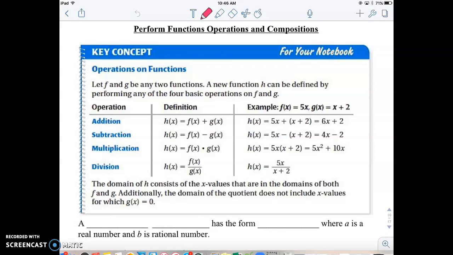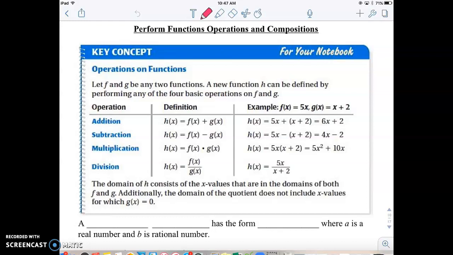Okay, in this lesson we're going to take a look at how to perform function operations and something new called compositions. Operations on functions is just addition, subtraction, multiplication, and division. So the operations that you've done with numbers for a very long time, now we're going to do them with whole functions. So it's basically, for addition and subtraction, just combining like terms.